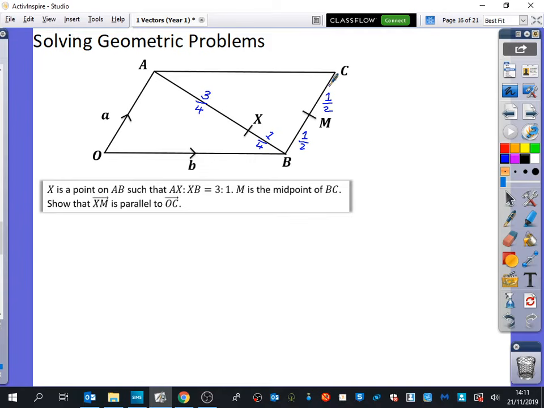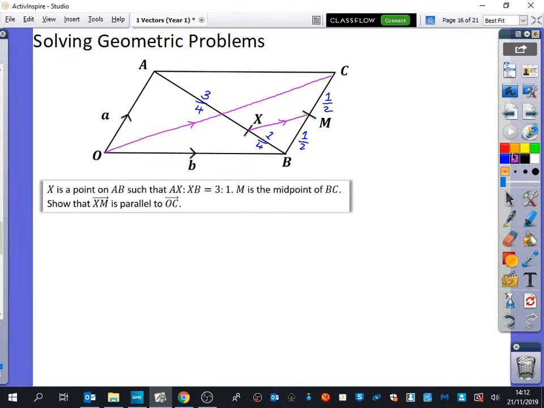We are now going to try and show that XM, which is from here to here, is parallel to OC, which is this one. Now, when you look at them, although I've not necessarily drawn the line perfectly, they do look parallel. But it's quite an abstract thing. How can you prove on this shape that those two things are parallel if we didn't have vectors? It would be very, very difficult for us to do.